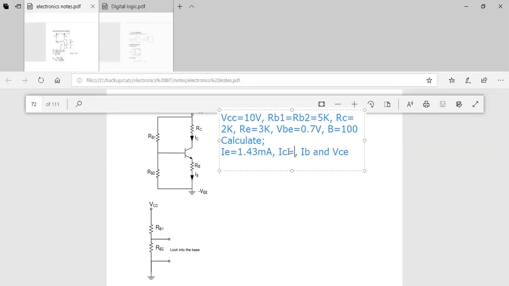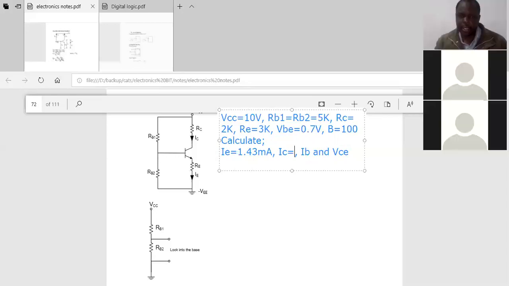IC can never be greater than IE. It should be a value of like 1.4. But I'm suspecting it's 1.86. So IE is the one which could be wrong. Mercy, what do you have?